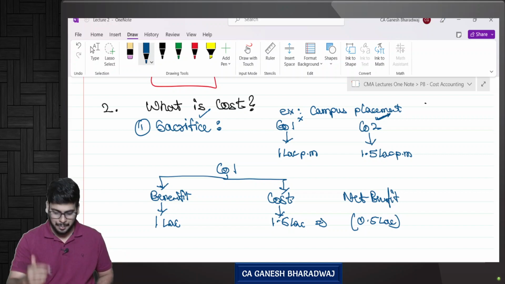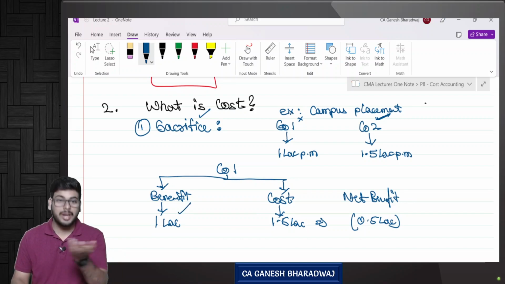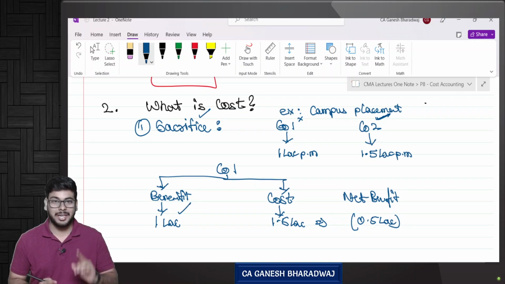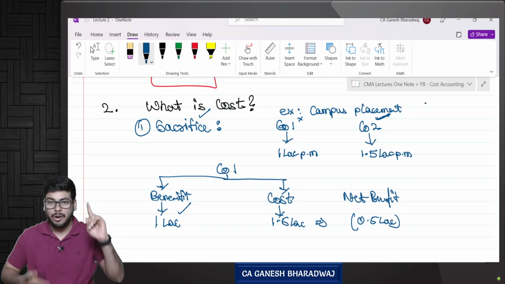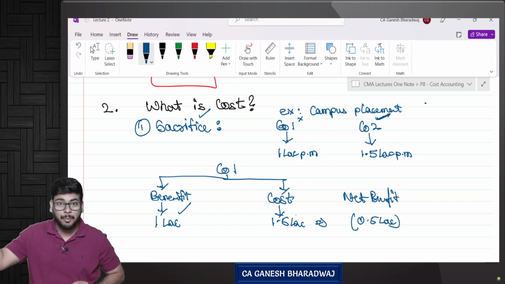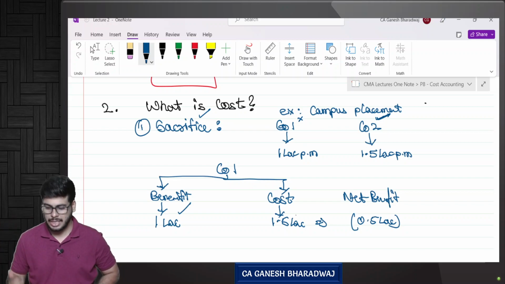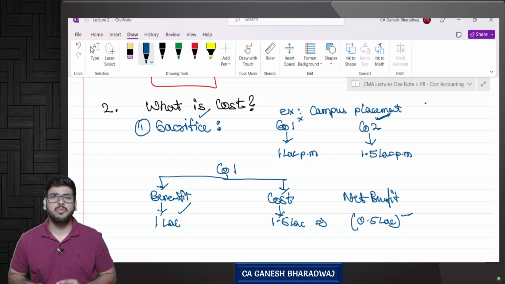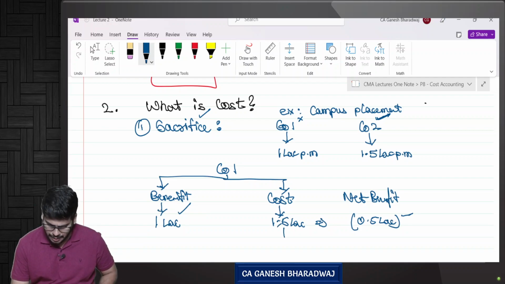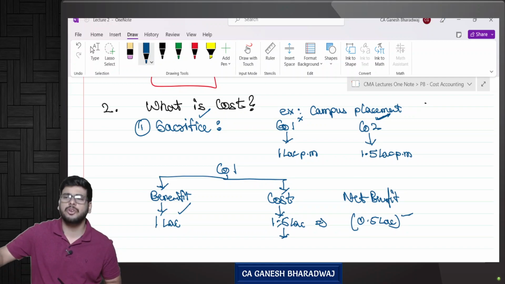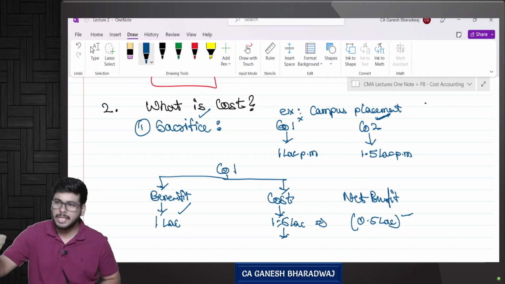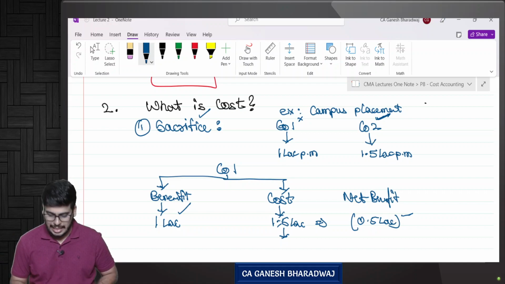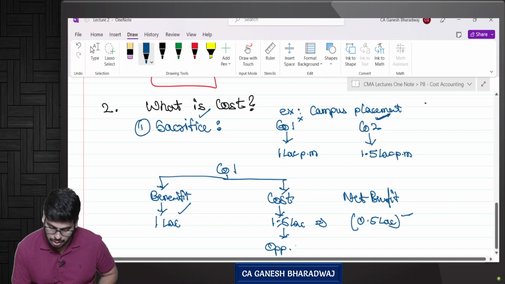If you go for company 1, the benefit you will get is 1 lakh rupees salary. But because you have chosen company 1, what do you lose? You lose a 1.5 lakh rupees pay package, which means there is a net benefit of negative 0.5 lakhs. Now you tell me, this 1.5 lakhs, have you paid out of your pocket? Was that an expense that you actually spent? No. This concept is called opportunity cost.